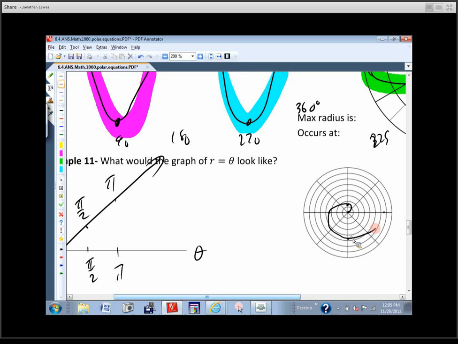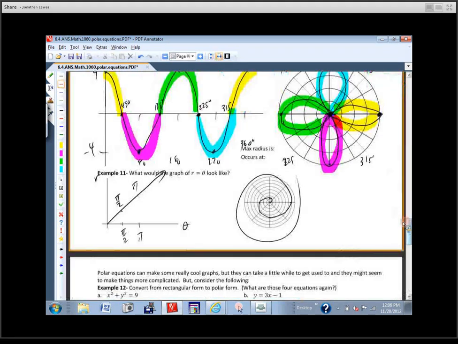So all this is going to do is continue getting bigger and bigger and bigger. It's going to be a big spiral. Okay, it has a name. It's called the spiral of Archimedes. You don't need to know that, but that's what it would look like. And it's not as pretty as the other ones. Any questions?